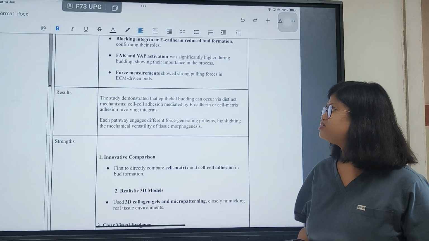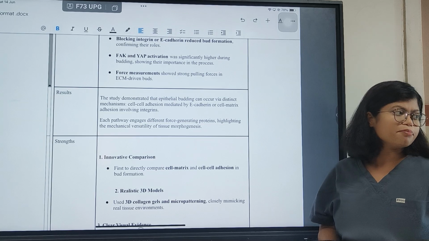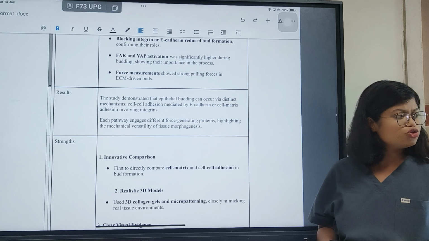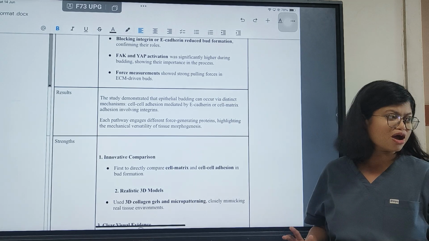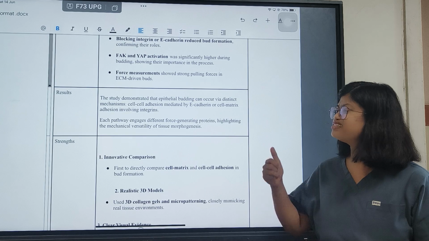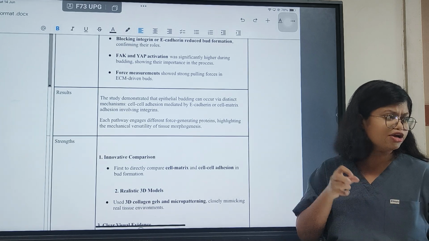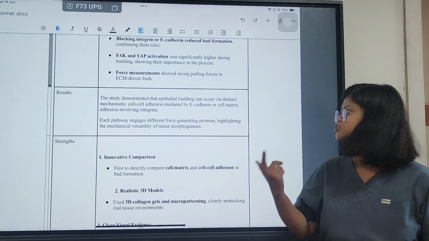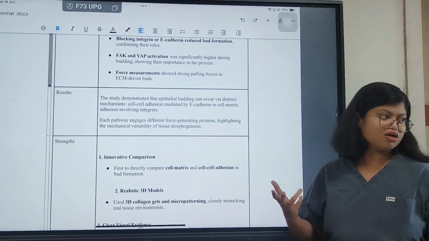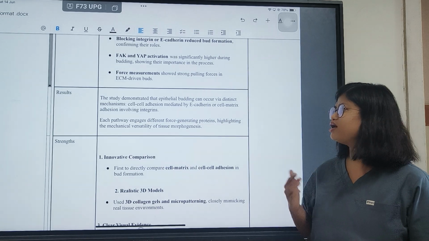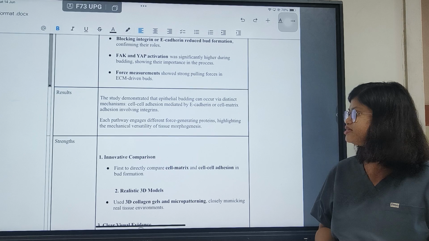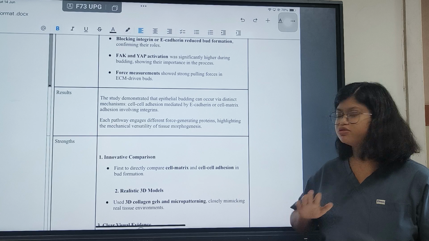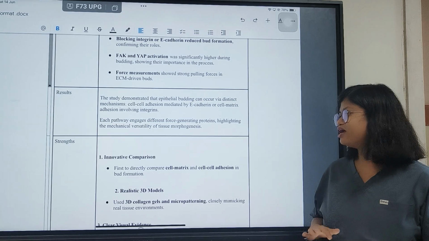So coming to the results, this study demonstrated that epithelial budding, morphogenesis and cell proliferation can occur via two distinct mechanisms. Tissues are smart enough: either they will align with the cell-to-cell adhesion, adhere to each other and form the bud, or they can produce pressure on the extracellular matrix and evolve the bud. So each pathway engages different force-generating techniques. Both are equally important. It is not like one is better over the other. They have two different techniques that they compare.